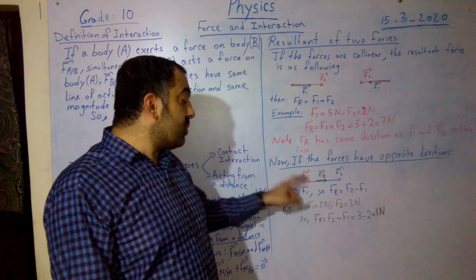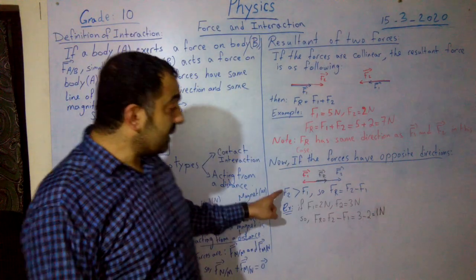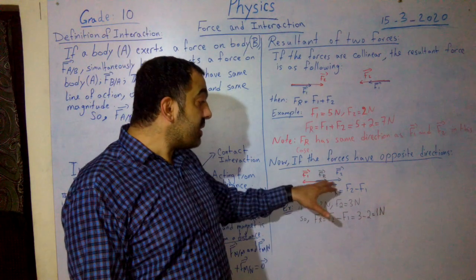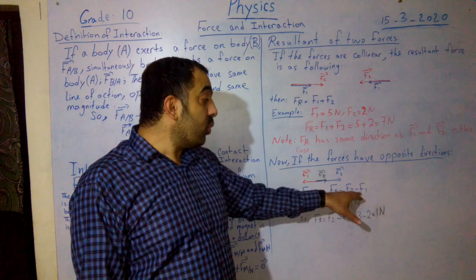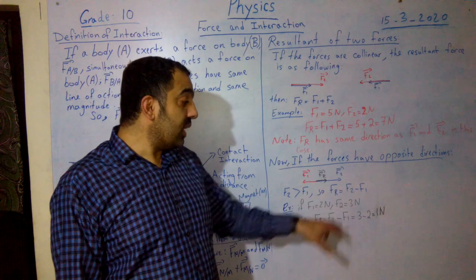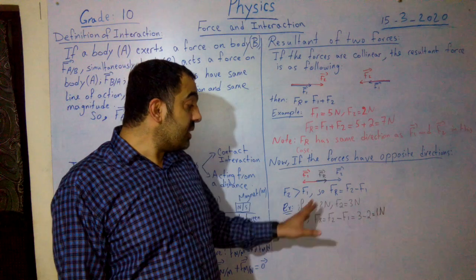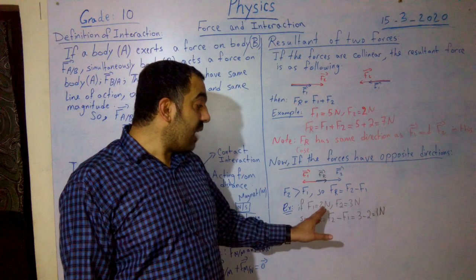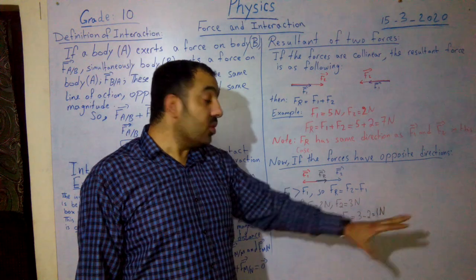Example, F1 is to the left and F2 to the right. But in this example, F2 is greater than F1. So F resultant equals the greater minus the smaller, F2 minus F1. Example, if F1 equals 2 Newton and F2 equals 3 Newton, then Fr equals F2 minus F1. The greater is F2. The smaller is F1. So F resultant equals 3 minus 2 equals 1 Newton.